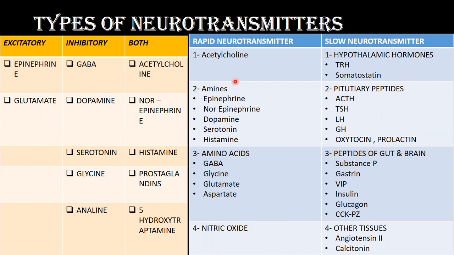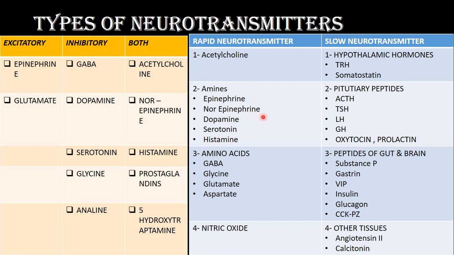Coming to the neurotransmitters that conduct rapid and slow transmission. So first is acetylcholine. When we talk about acetylcholine, it has an excitatory effect, but sometimes it also has an inhibitory effect. So we put it in the category of both. It conducts rapid conduction.